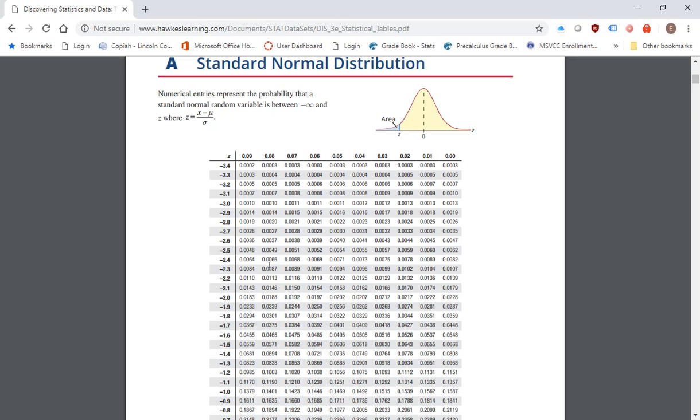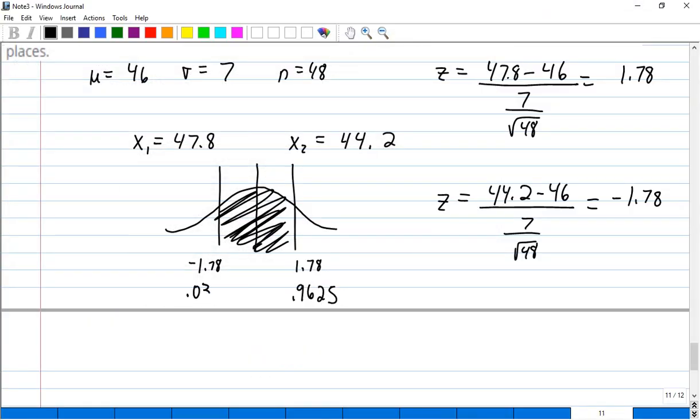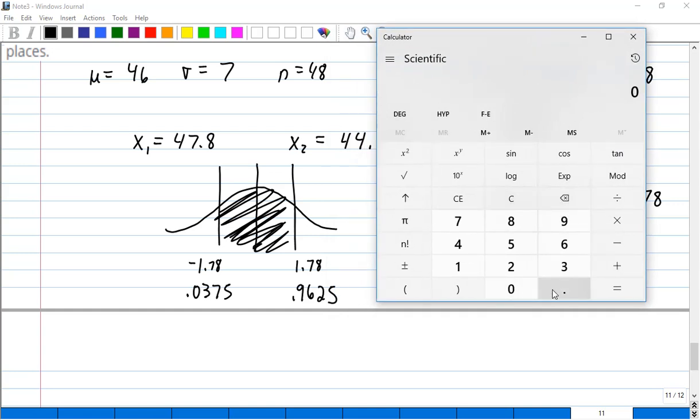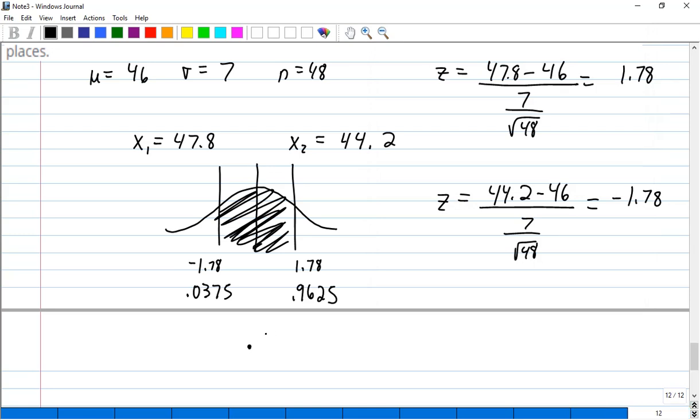Alright, the 8's right there. I got 0.0375. We always say the bigger one minus the smaller one. Okay? And it's going to be the one on the right minus the one on the left. So that's 0.9625 minus 0.0375. So 0.925, so 0.9250 is our answer.